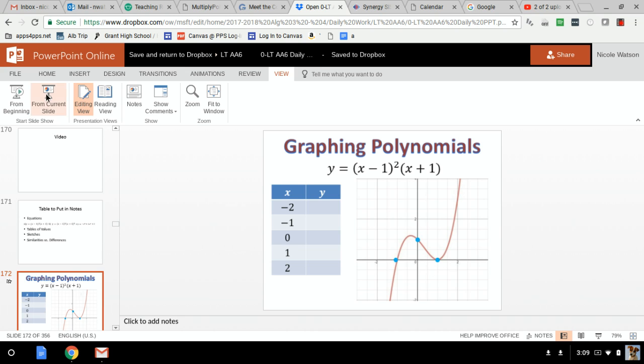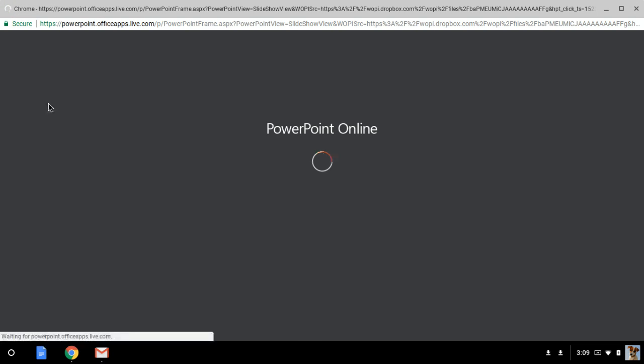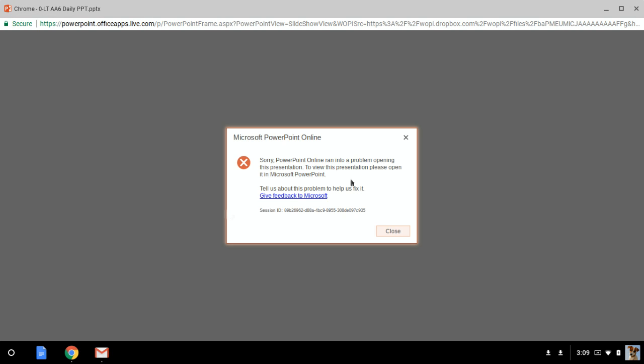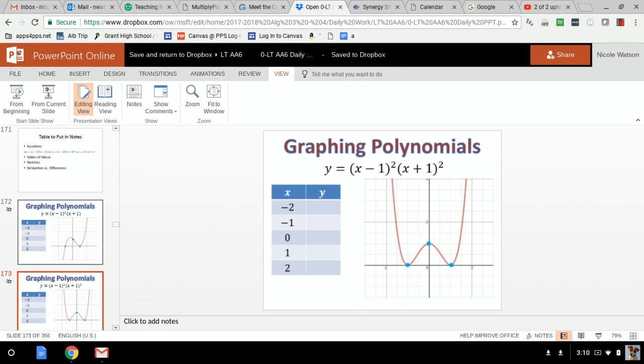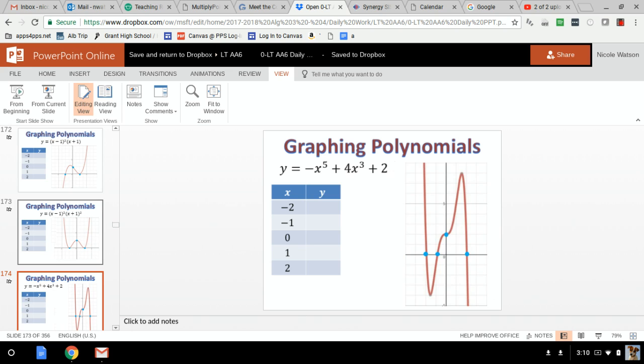The next one, I'm going to see if I can get it to open up, folks. Nope. Okay, well, sorry about that. Chromebook errors. The next one I see looks like this, and this one's even more interesting. It has those two dip things at -1 and 1. And the last one, it looks like it's going up, it's going down. It looks like it has x-intercepts here, but I'm not exactly sure where they are.